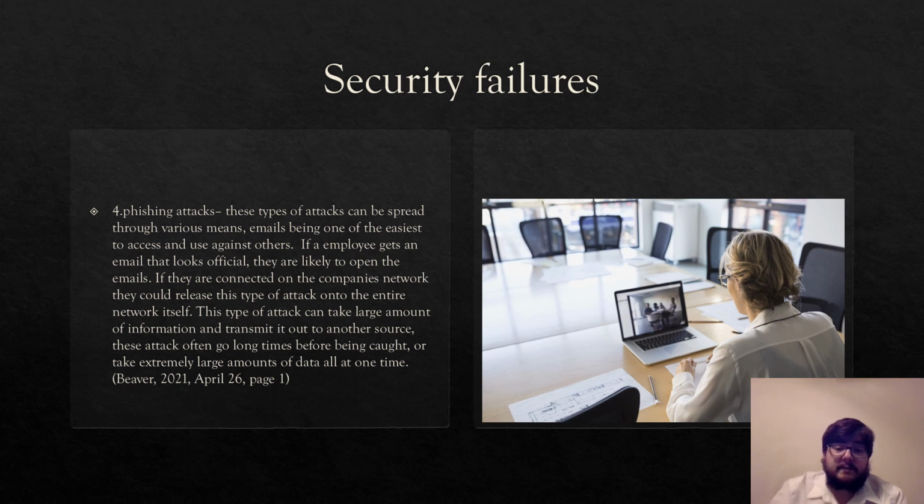Phishing attacks. These types of attacks can be spread through various means. Email is the easiest and the most widespread. If an employee gets an email that looks official, like from their boss, they're very likely to open that email. And if it's connected to the company's network, and it is not in fact an official email, it could be a phishing attack. This type of attack can take large amounts of data and information at one time or over a long period of time. These attacks can go unnoticed, or they can take so much data that there's nothing left behind.